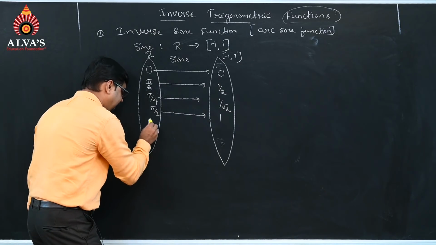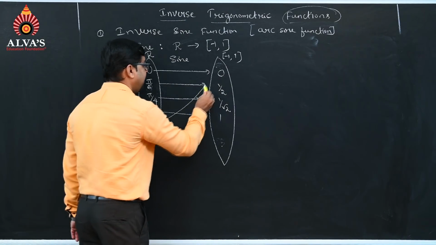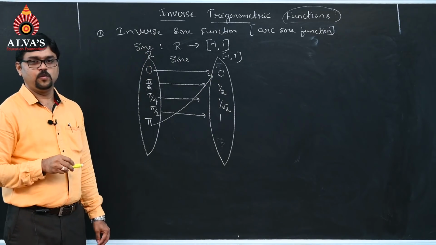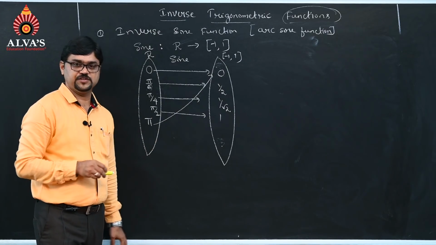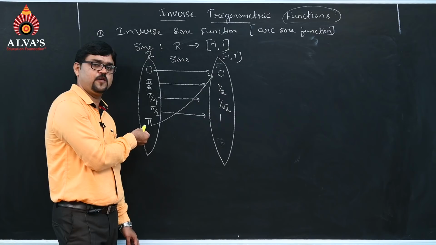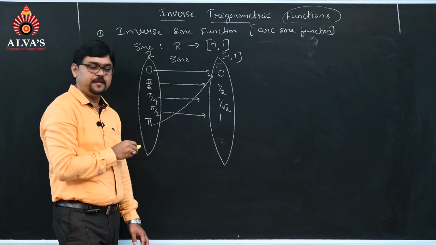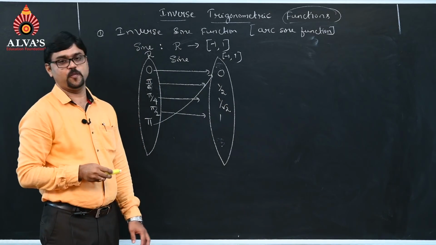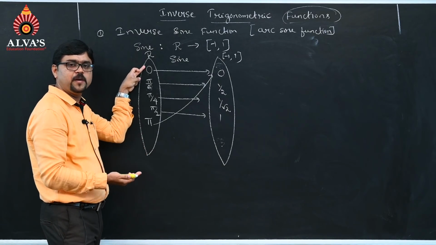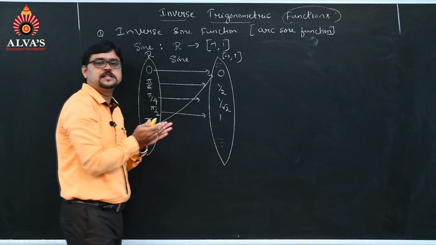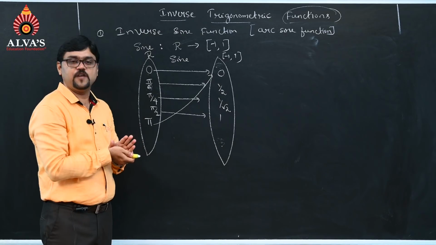But when I take 180 degree, that means pi, the value of sine pi becomes 0. So that means it fails to be a 1-1 function, because I already said, what is the meaning of 1-1? Distinct elements of domain have distinct images in codomain. Here 0, pi, 2 pi, 3 pi, 4 pi, in general n pi, all will give the answer as 0. So that means it fails to be 1-1.